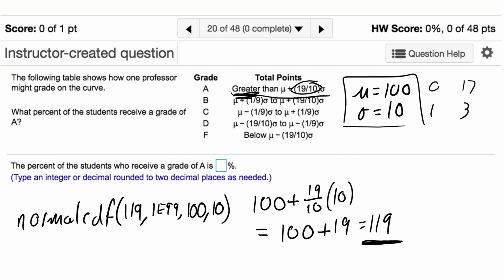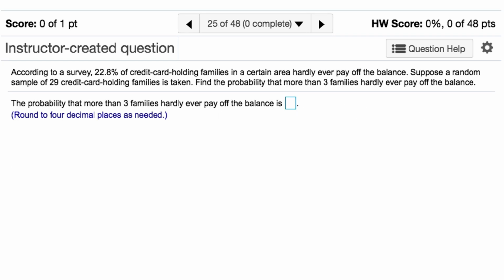All right, let's jump to the next one. All right, so this one is a binomial distribution question. As a reminder, the way we can tell if something is a normal distribution or a binomial distribution is what the thing we're looking at is, what the data type is probably a better way of saying that.